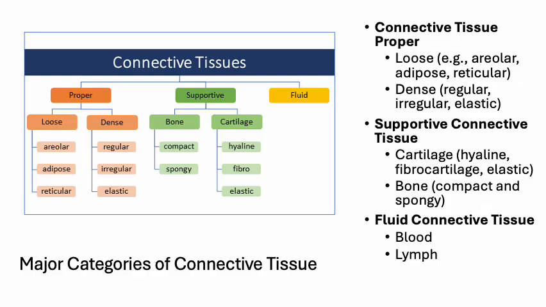Connective tissue is broadly classified into three major categories based on structure and function. Connective tissue proper includes loose and dense connective tissues that bind and support structures. Supportive connective tissue includes cartilage and bone, which provide a rigid framework and protection. Fluid connective tissue includes blood and lymph, which transport substances and participate in immune defense.